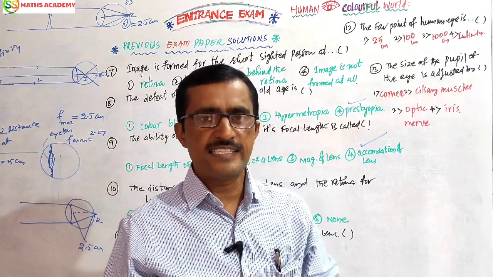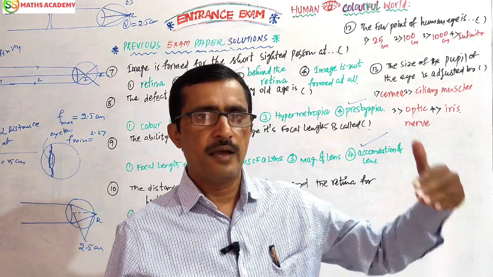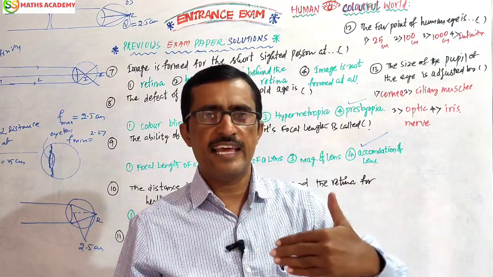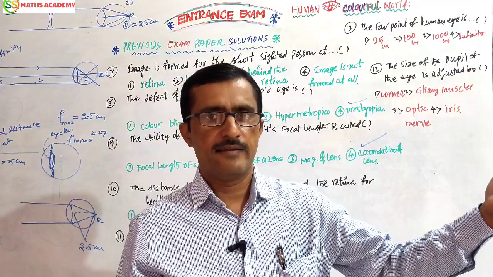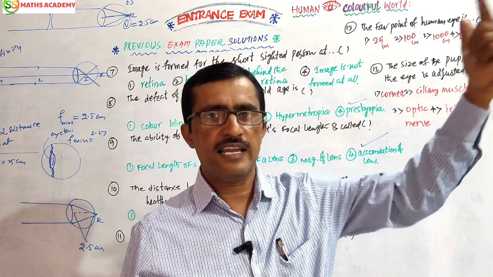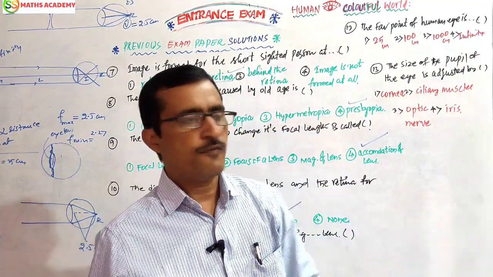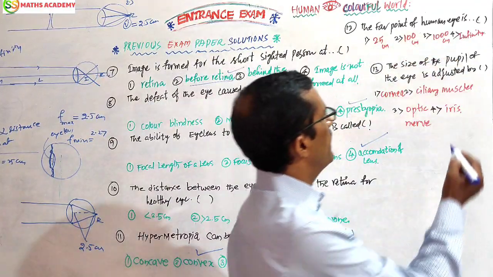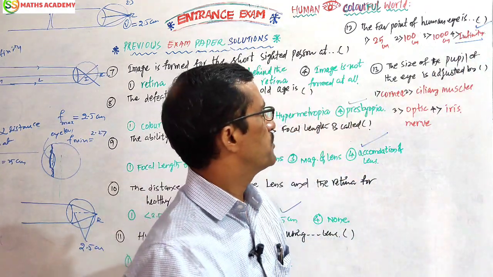Next, the far point of human eyes. What is the meaning of far point? Far point is nothing but the point of maximum distance at which the eye lens can form an image on the retina. The best example: when you see the sun, the sun is at infinite distance, but the image of the sun can form on the retina. Therefore, we can understand that the far point of the human eye is infinite distance. So the fourth option is the correct option.